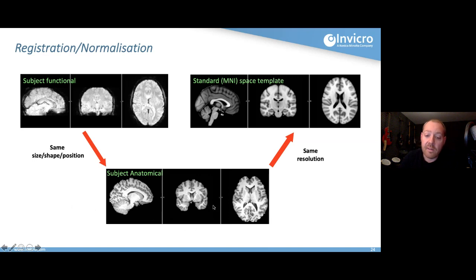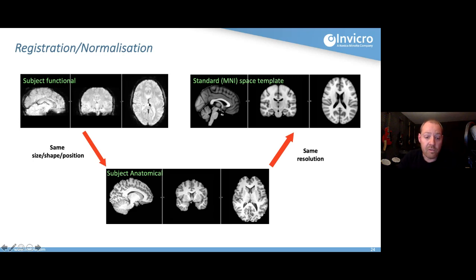So this anatomical scan has a similar contrast to the template. The ventricles are dark, the white matter is white, the grey matter is grey. It's also a similar resolution. It's 1 by 1 by 1 millimeter. So fitting this onto this is a much easier problem to solve, kind of algorithmically speaking. You're going to get a much better result. And then this is also quite an easy problem to solve.